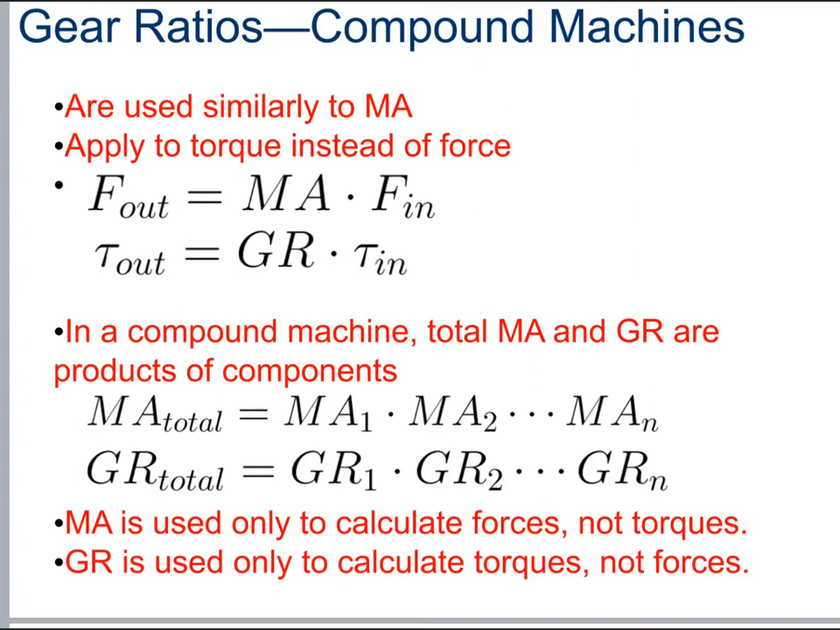Think of it like this. A gear ratio is simply a multiplier of torque, and mechanical advantage is a multiplier of force. In order to calculate your output force, you would take your mechanical advantage and then multiply it by the input force. Likewise, in order to calculate your torque output, you would take your gear ratio and multiply it by the torque input. In a compound machine, the total mechanical advantage and gear ratios are just the product of their respective components. Mechanical advantage is only used to calculate forces, gear ratio is only used to calculate torques.